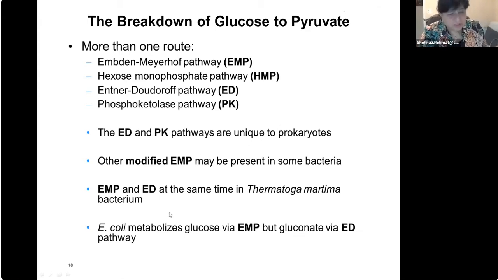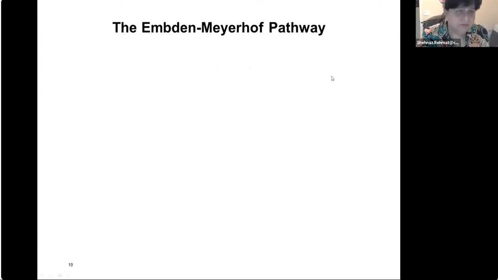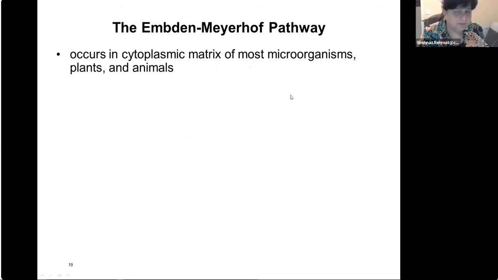E. coli actually is an interesting organism. If it's growing with glucose, it will use EMP. But when it is using gluconate, it will use the ED pathway. So depending on what is being fed to the microbe, it has the potential to use more than one glycolytic pathway. So we'll discuss the Embden-Meyerhof first so that we have the model of it, and then from there we'll break it down. This pathway, of course, occurs in the cytoplasmic matrix of most microorganisms.